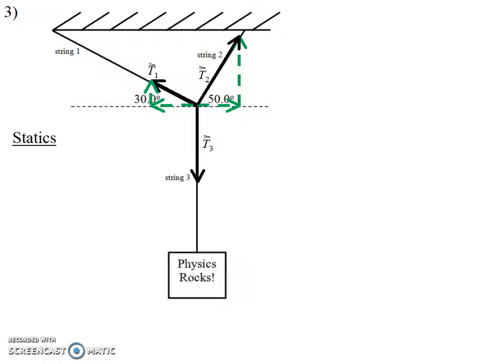It should make sense. Okay, so at this point, I'm just going to use our trig functions here to take the 30-degree angle. The vertical component here is opposite, so we're using sine. The horizontal component is adjacent, so we're using cosine. Same deal here with T2.